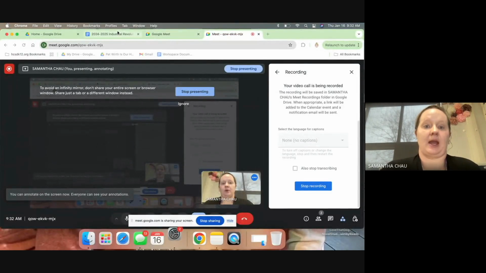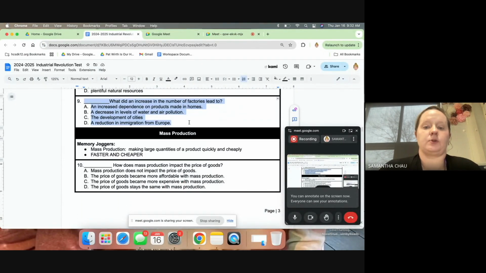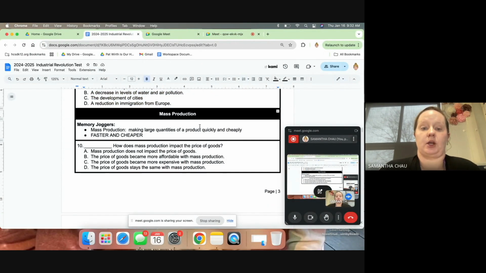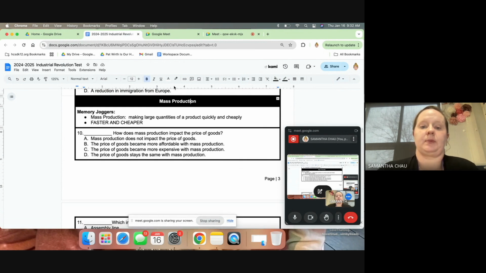Okay. Back to question 9. So we are now at mass production, memory joggers. Mass production: making large quantities of a product quickly and cheaply, faster and cheaper.